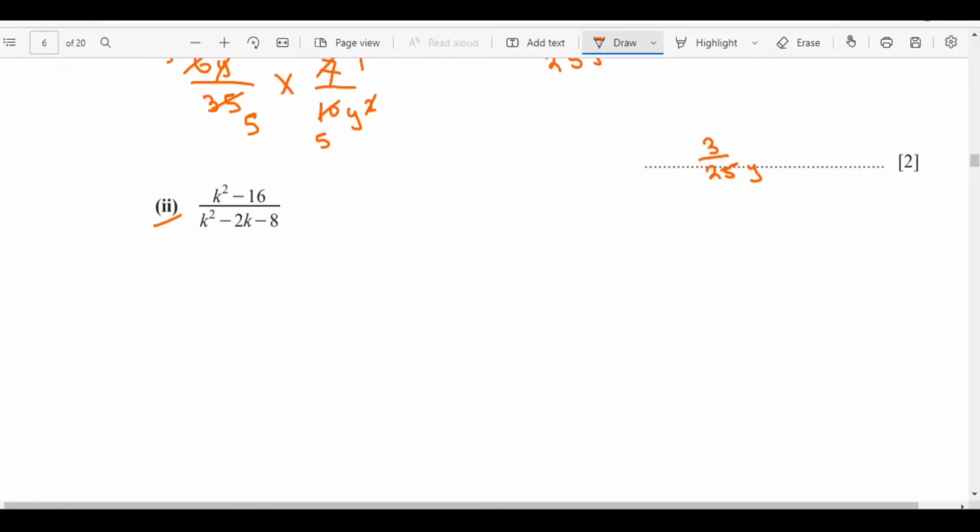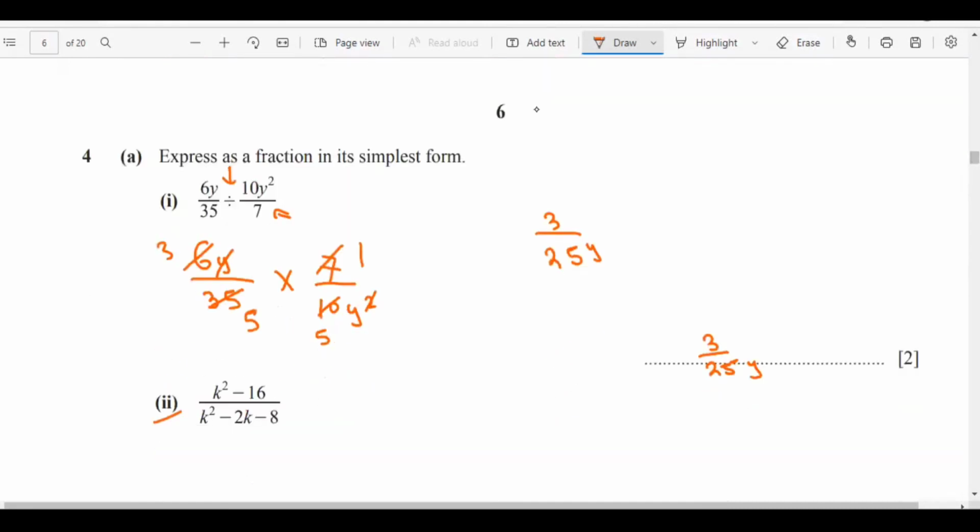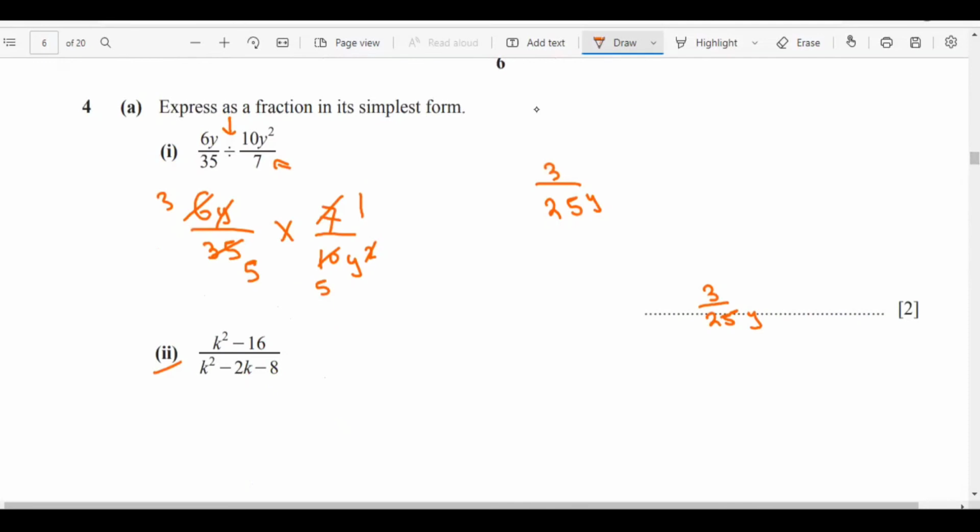Yes, Saneem, very good. What about the other students? All right, let's do it together then. So here, what was the question? The question was to express as a fraction in its simplest form. It means you need to factorize it first and then just simplify it, okay? So first we are going to factorize the numerator. It is k squared minus 16.